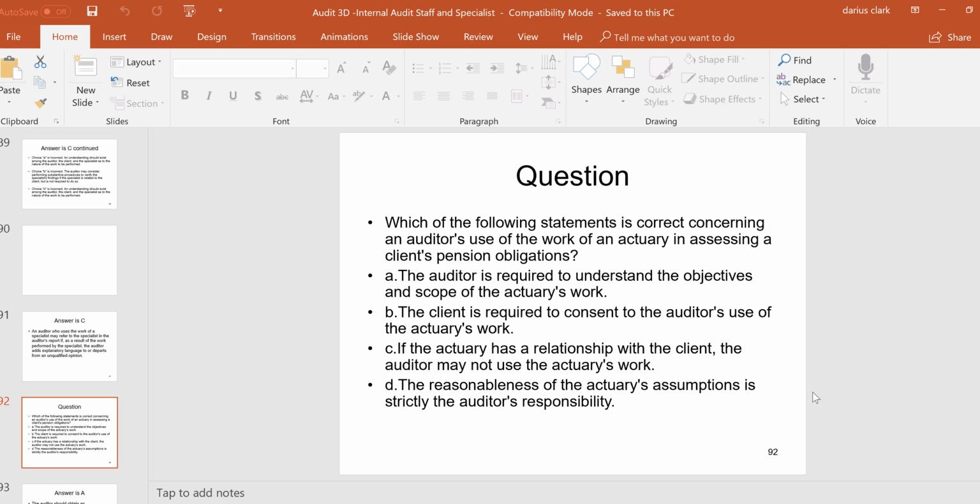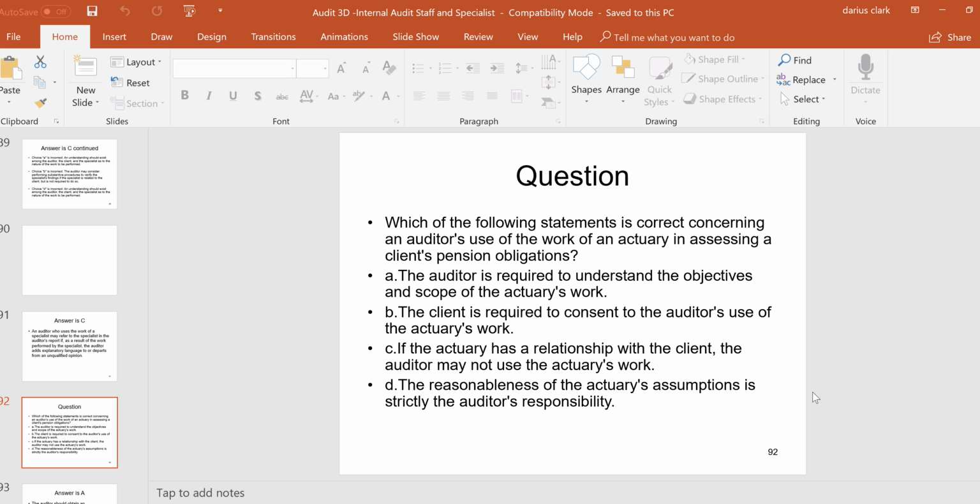B is wrong. The client is not required to consent to the auditor's use of the actuary because this is part of our audit. We pick the procedures. We don't share our audit plan with the client and say, hey, would you please approve of all these procedures that we plan to do? No, that's not going to work because that would hurt independence, right?